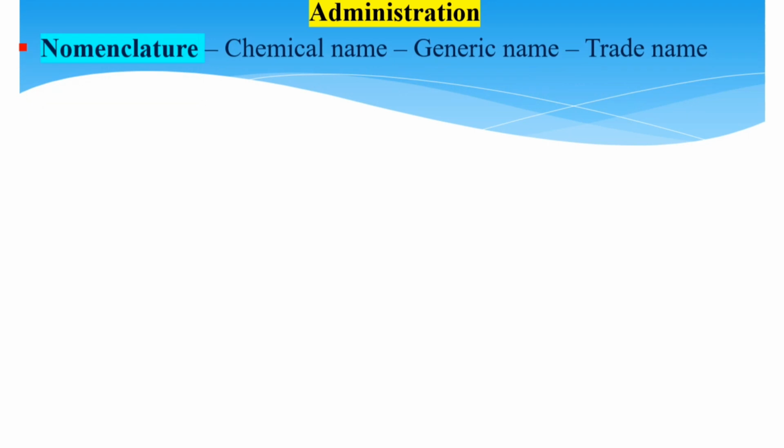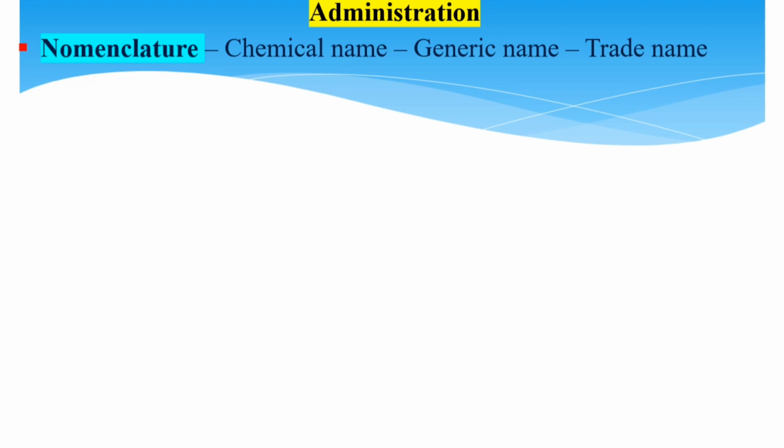Now, let us conclude Module 2 as a whole. Module 2 is drugs, nomenclature, classification, and administration. In this module, we have learnt about nomenclature, which was 2.1. Under nomenclature, we have seen there are 3 types of names for each drug: the chemical name, which is also the IUPAC name, the generic name, and the trade name.